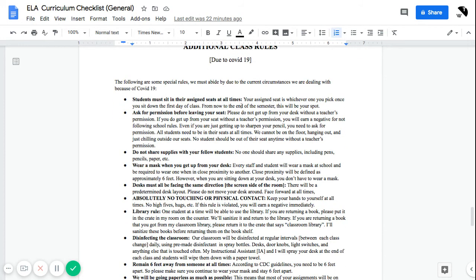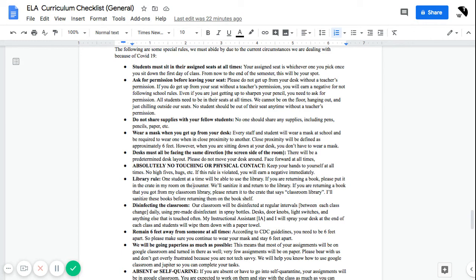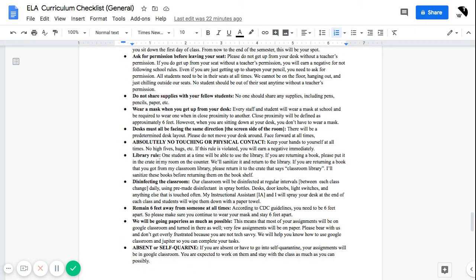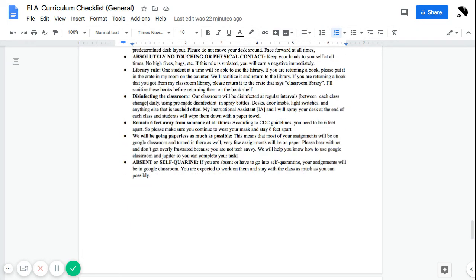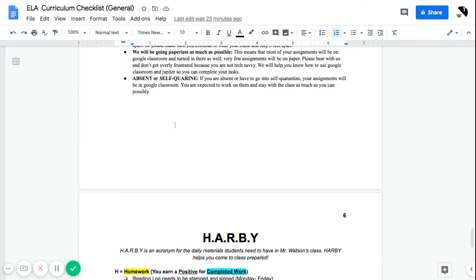Here are some additional rules for COVID-19. Please make sure that you do have assigned seats, so make sure you stay there the whole time. So you get to pick them the first day of school. You pick them and you just stay there. That's your assigned seat. Please ask for permission if you need to get up to get anything. You can't share your supplies. Wear a mask when you are not at your desk. Your desk has to be facing forward the whole time. Absolutely no touching or physical contact with anybody. If we're going to the library, only one student can enter the library at a time. We'll clean our desks, everything by the end of each period, and so forth. If you're absent or self quarantine, all of your work will be in Google Classroom.